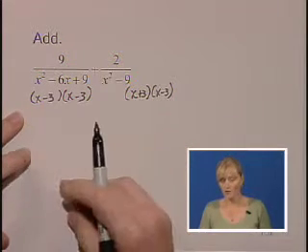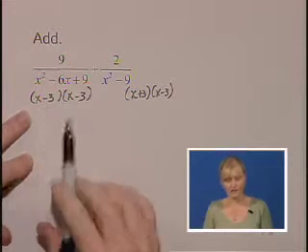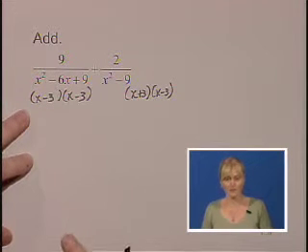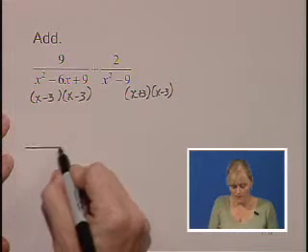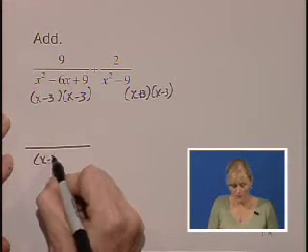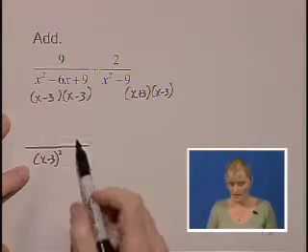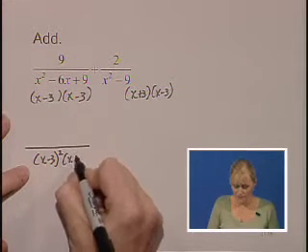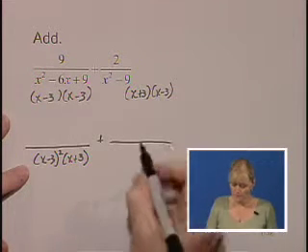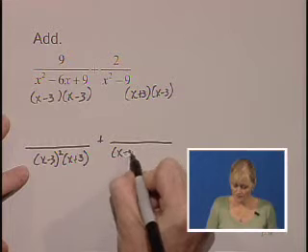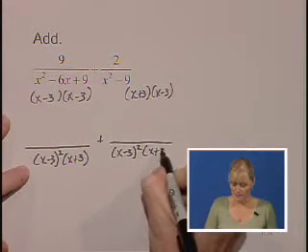So our LCD is one of each different type of factor. If it's used more than once, we need the highest number of times that it's being used. Notice x minus 3 is used twice, so we need both of them, and we'll need an x plus 3. So our LCD is x minus 3 squared and an x plus 3, and we'll write that for our second fraction too.